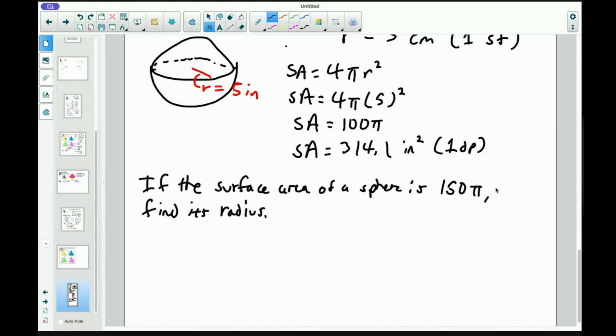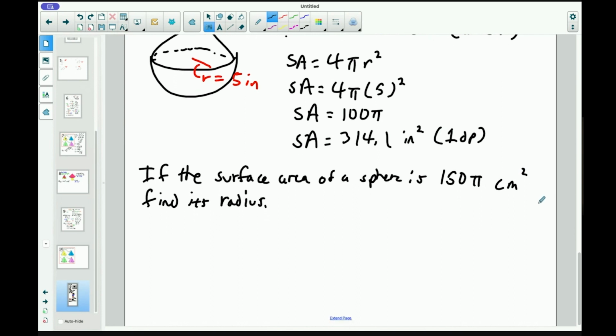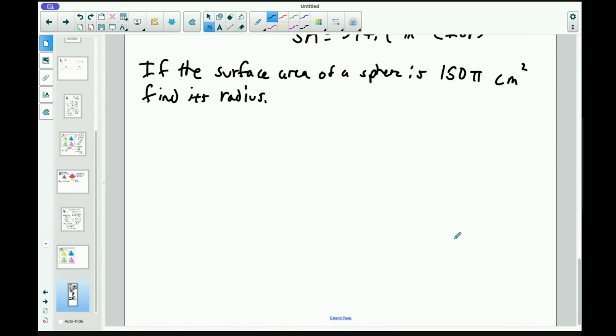And I'll say 150 pi centimeters squared, okay? Just to make your lives more difficult. And it really doesn't. It's just to be a bit more proper. So 150 pi centimeters squared is the surface area. We need to be able to find the radius. So again, like always, we want to make sure we start off with our formula. SA is equal to 4 pi r squared.